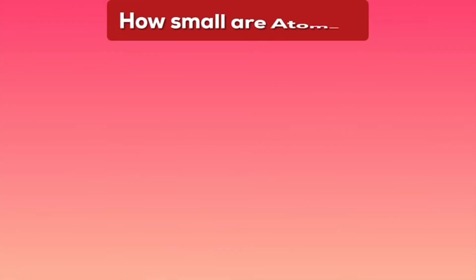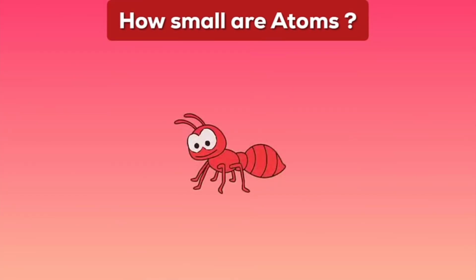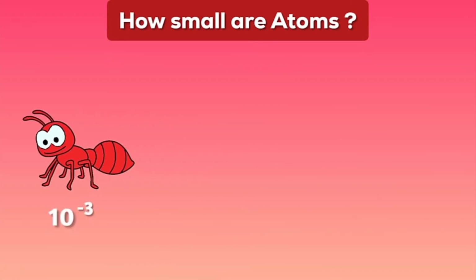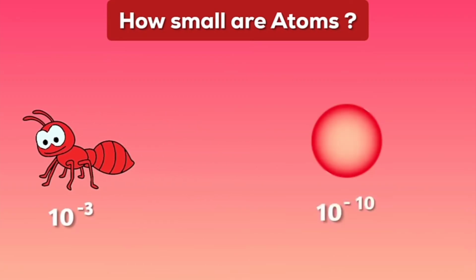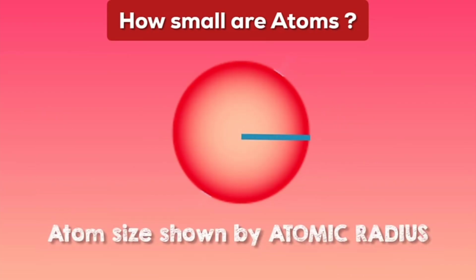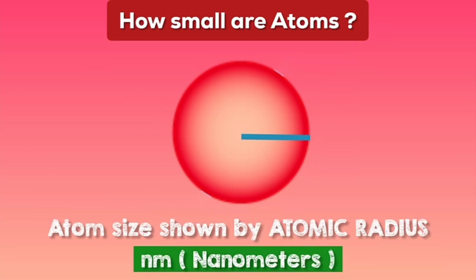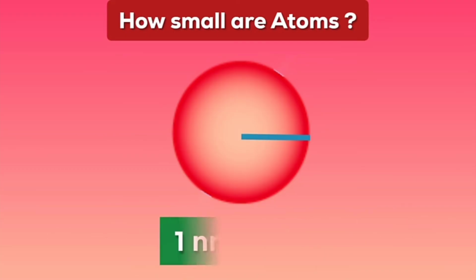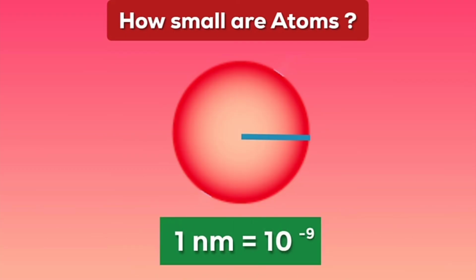But how small are these atoms? Compare it to an ant. The size of a normal ant is 10 to the power of -3 meters, or 1/1000 of a meter, and the size of a hydrogen atom is 10 to the power of -10 meters, or 1/10 of a zero. So, you can't even imagine how much smaller an atom is compared to an ant. We express the size of an atom in atomic radius, which is expressed in nanometers. 1 nanometer equals 10 to the power of -9 meters. You probably can't even imagine how small this unit is.